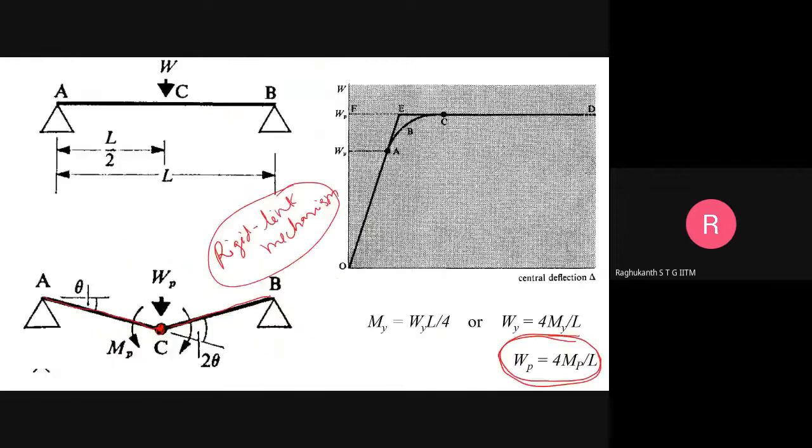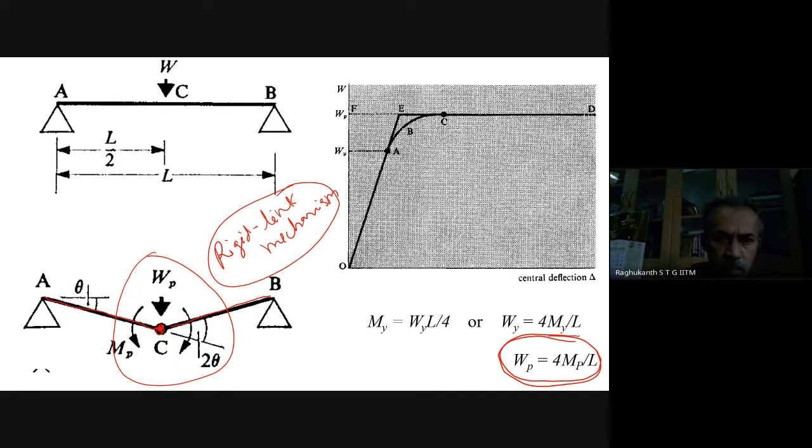And of course, this is the collapse mechanism, what we call a rigid link mechanism. In reality it will not collapse like this; it will have a hinge and other things. It is not like breaking into two pieces. Infinite curvature is not possible, but this is how we assume it to simplify our analysis.